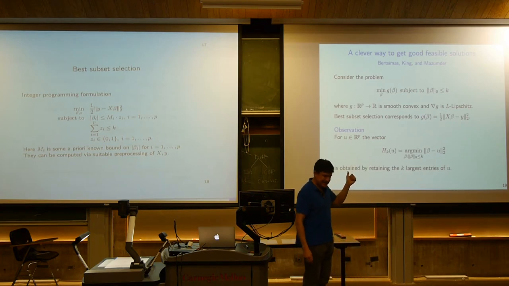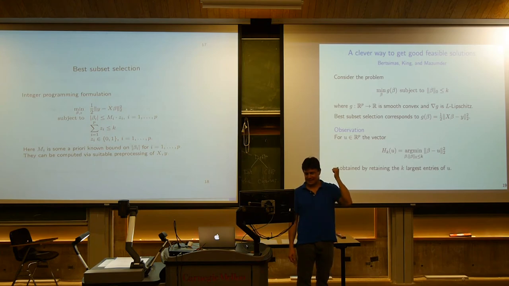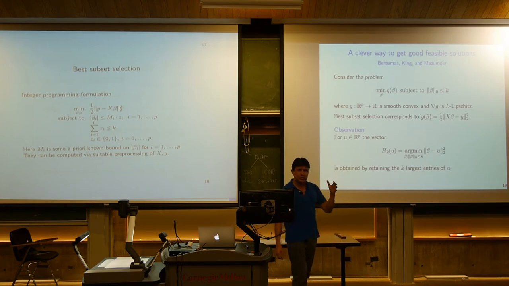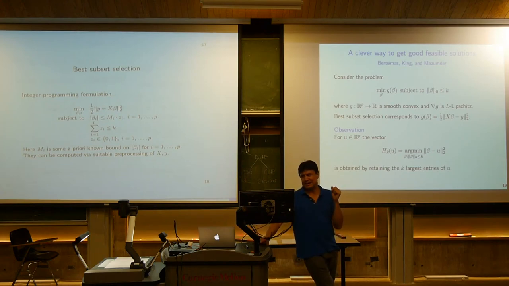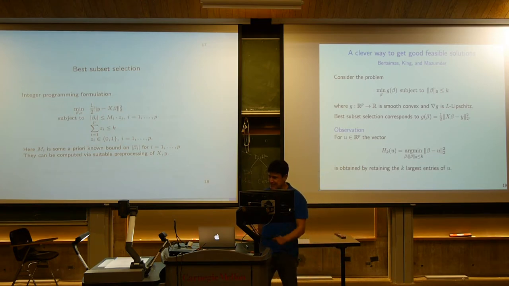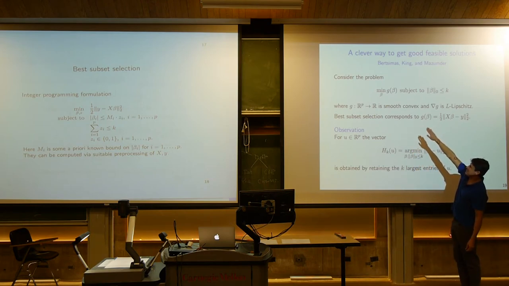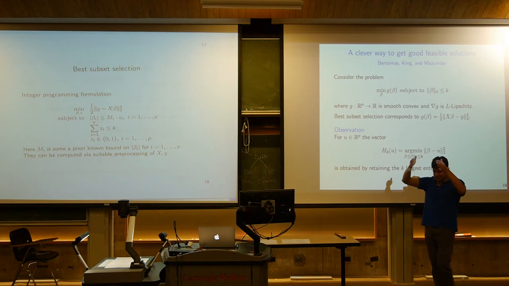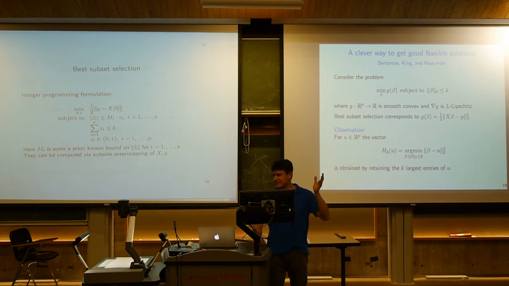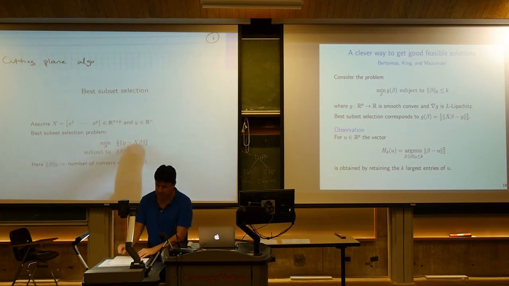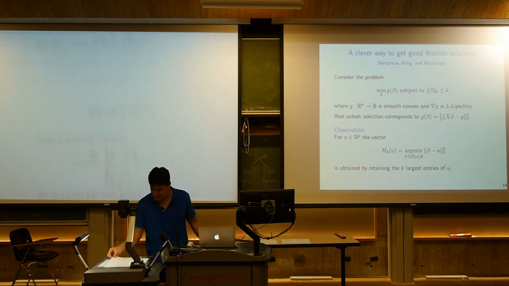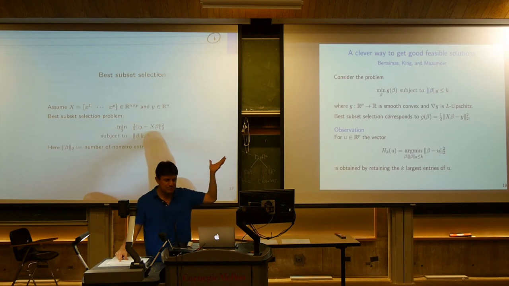So there is an idea that these guys developed that I think is extremely clever, and it appears to really make a big difference in terms of solving the problem. It's a clever idea to get feasible solutions to the problem. It's an approach to get upper bounds, to get primal bounds. And the idea is to consider this problem: minimize some convex function of beta, subject to the constraint that the cardinality of beta is bounded by k. So naturally, the best subset selection problem is a particular case of that problem. Okay, this is actually a bit more general. It covers this in addition to potentially other problems.